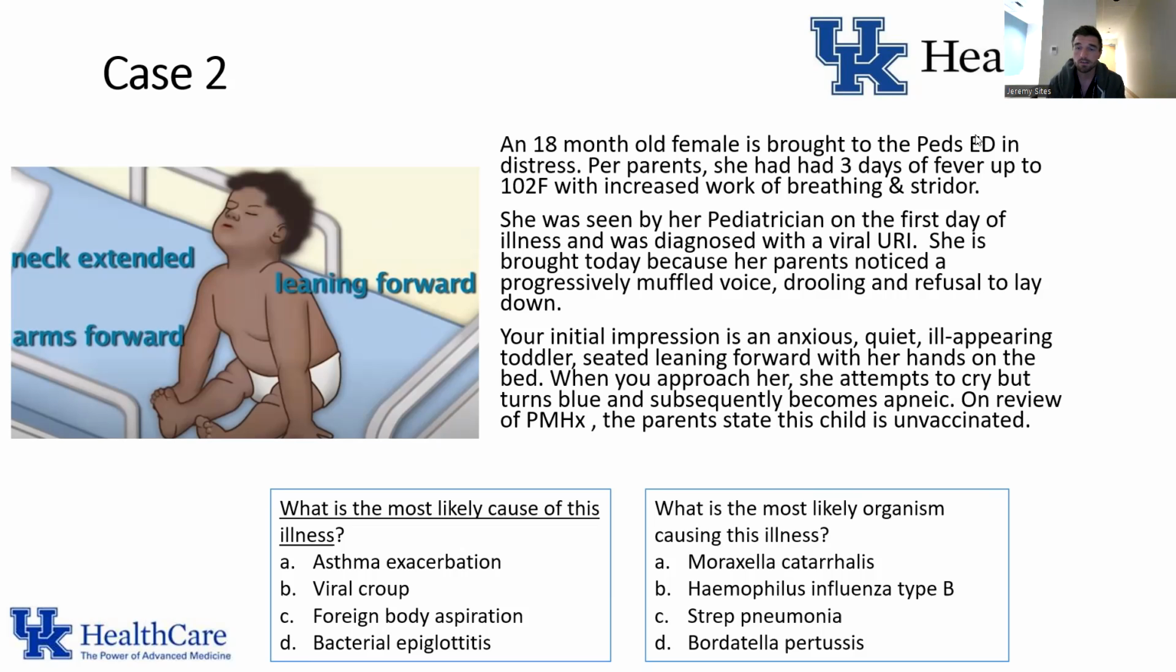Question number 2, what is the most likely cause of this illness in terms of organism? Moraxella, Haemophilus influenzae type B, strep pneumo, or Bordetella pertussis. The correct answer here is Haemophilus influenzae type B.